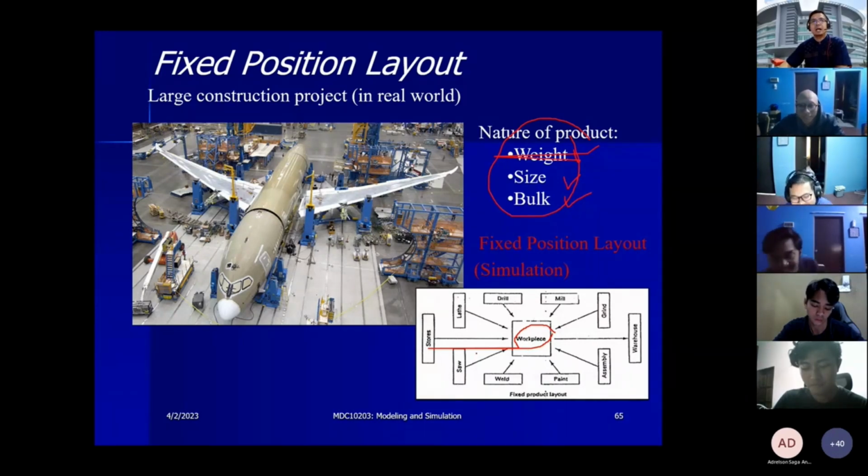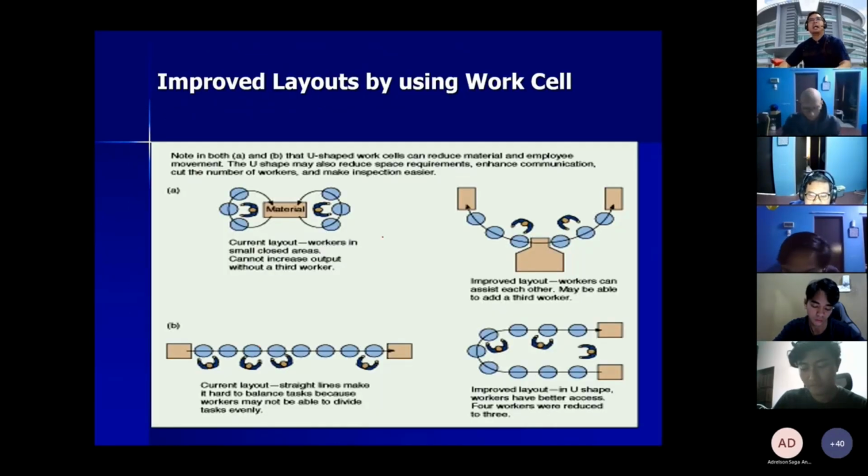Okay, this is how they look. Aircraft manufacturers improve layout by using work cells. Noted here, when we are designing our layout, please make sure we are using U-shaped work cells. Why use U-shaped work cells? They can reduce material and employee movement. A U-shape may also reduce space requirements, enhance communication, cut the number of workers, and make inspection easier.